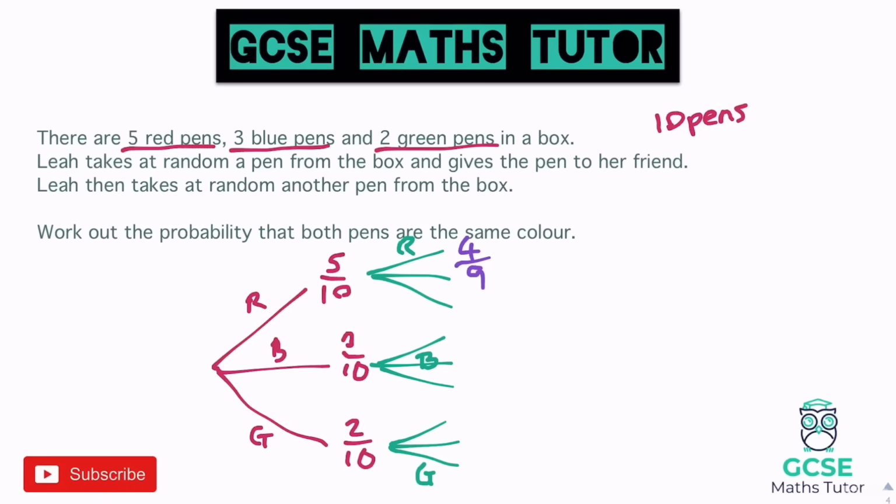Moving on to the blue branch, so down here, we have 3 blue pens in the box, so if we take one out, we've now only got 2 blue pens, and again, that's going to be out of 9. So that's the probability of getting a blue if we took a blue on the first pick. And then the final scenario down here, if we took a green on the first pick, we'd only have 1 green left, and again there'd only be 9 in the box, so that'd be 1 out of 9. So there's the probability of getting this second colour when it's the same.